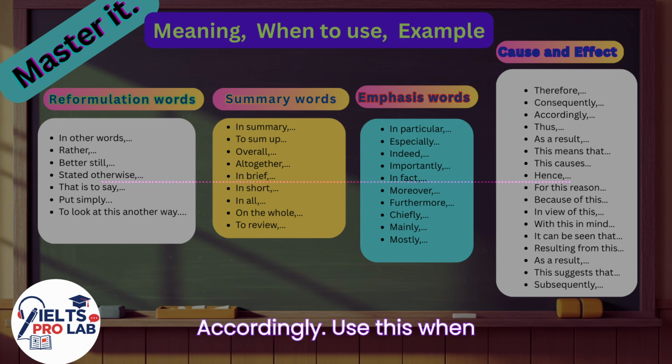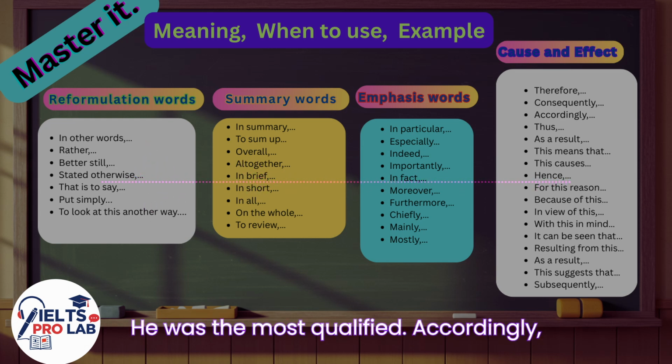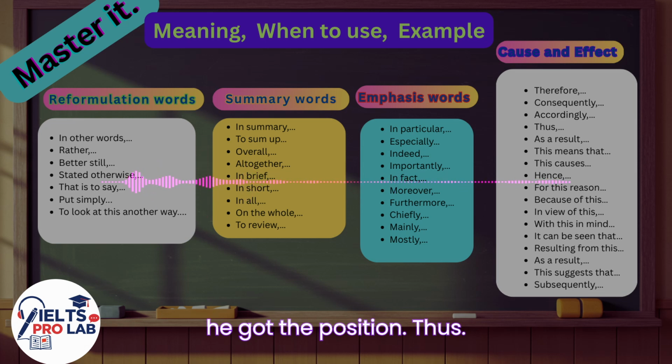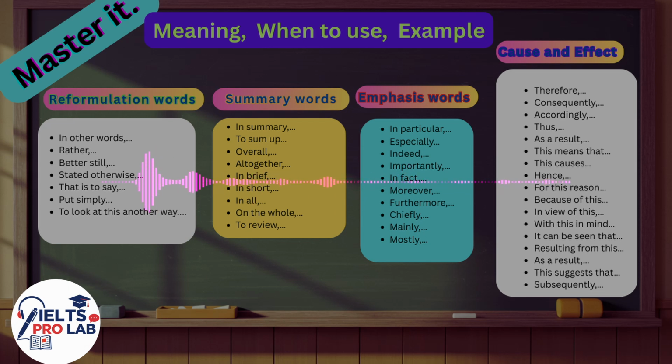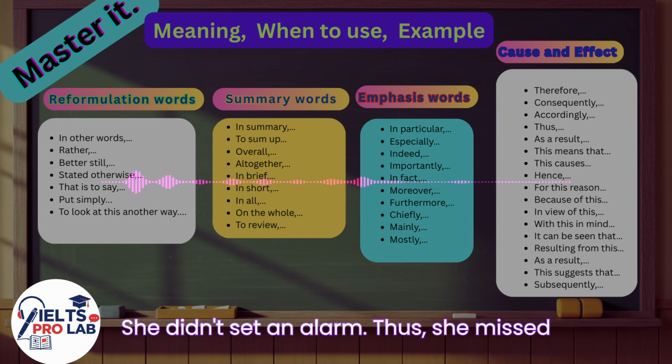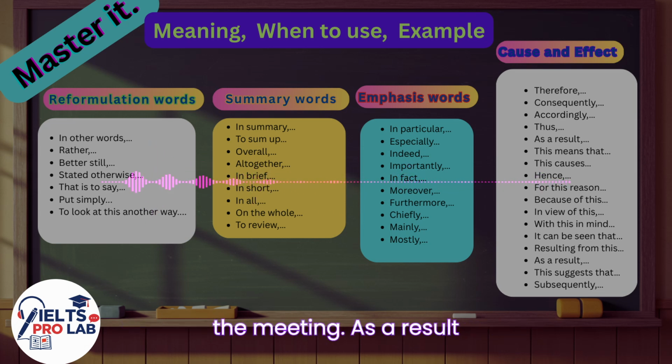Accordingly. Use this when actions follow logically. Example sentence. He was the most qualified. Accordingly, he got the position. Thus. A short and smart way to say because of that. Example sentence. She didn't set an alarm. Thus, she missed the meeting.